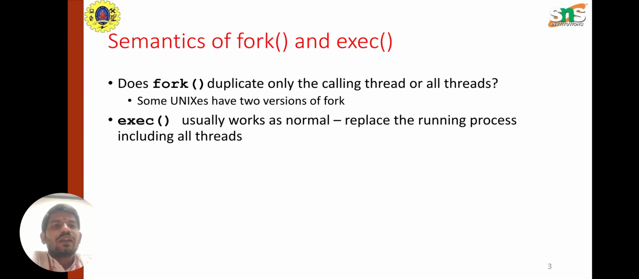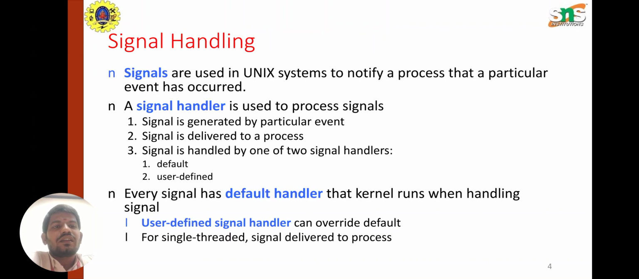The semantics of fork and exec. Does fork duplicate only the calling thread or all threads? Some Unix systems have two variants of the fork system call. The exec system call usually works as normal, replacing the running process including all the threads.